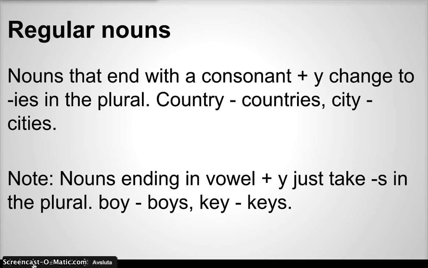So you need to remember that nouns ending in a vowel and then Y, they just take S in the plural. You can look at the example of boy, 1 boy, 2 boys. You just add S, and that is because the letter in front of the Y is O, and O is a vowel. Same goes for key, 1 key, 2 keys. The letter in front of the Y is E, and E is a vowel.